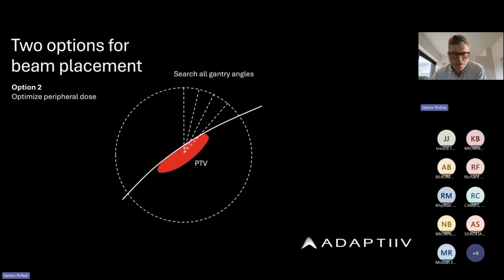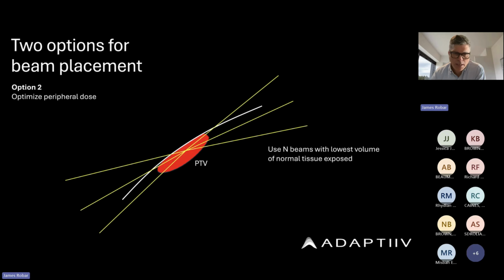It examines at quite a fine granularity all candidate gantry angles. And for each gantry angle candidate, it calculates the volume of normal tissue that would be exposed by that beam, given the PTV geometry. And it does this very fast. At the end of that, it will pick N beams, where N is supplied by you, the planner, with the lowest volume of normal tissue exposed, again respecting a minimum angular separation of beams.